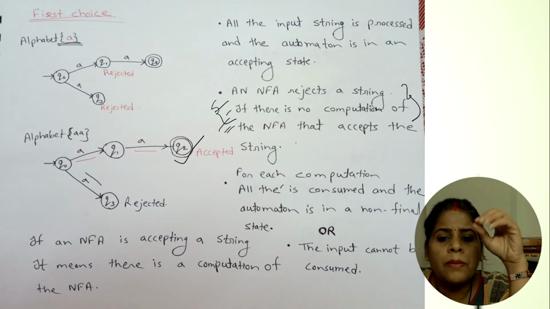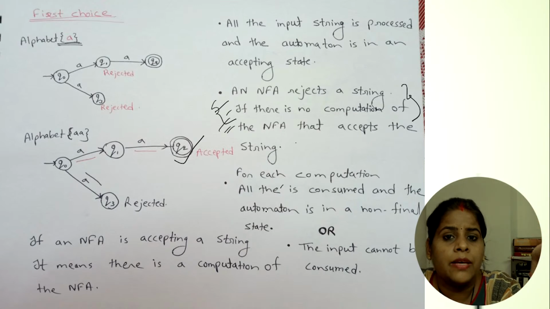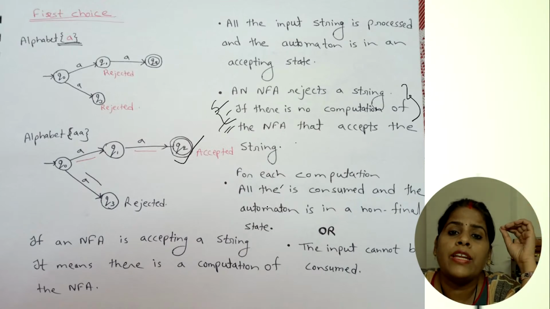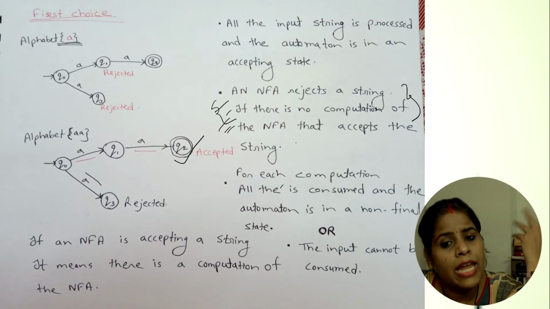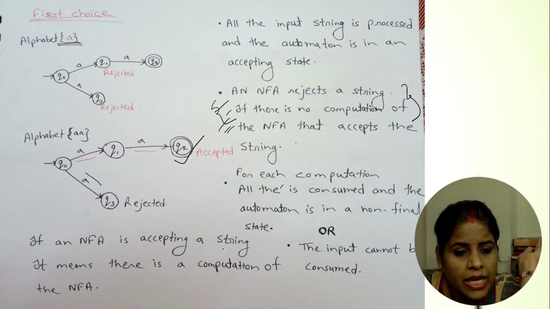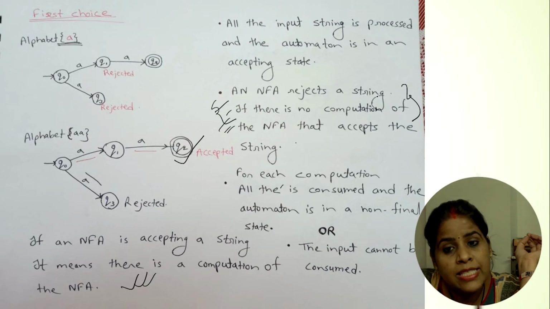मतलब ये पूरे का कहने का मतलब है कि अगर कोई स्ट्रिंग हम डालते हैं, पास कराते हैं उस ऑटोमेटा से और वो फाइनल स्टेट पे नहीं पहुंचता है तो वो रिजेक्ट है और उसका लैंग्वेज भी रिजेक्ट है. और if an NFA is accepting a string it means that there is a computation of the NFA. ये कंप्यूटेशन है. If an NFA rejects a string, if there is no computation of the NFA.